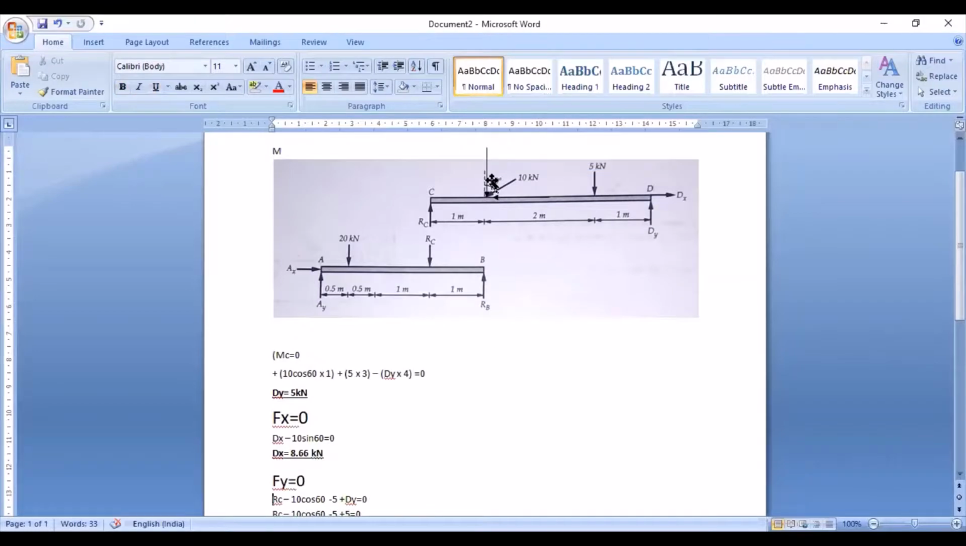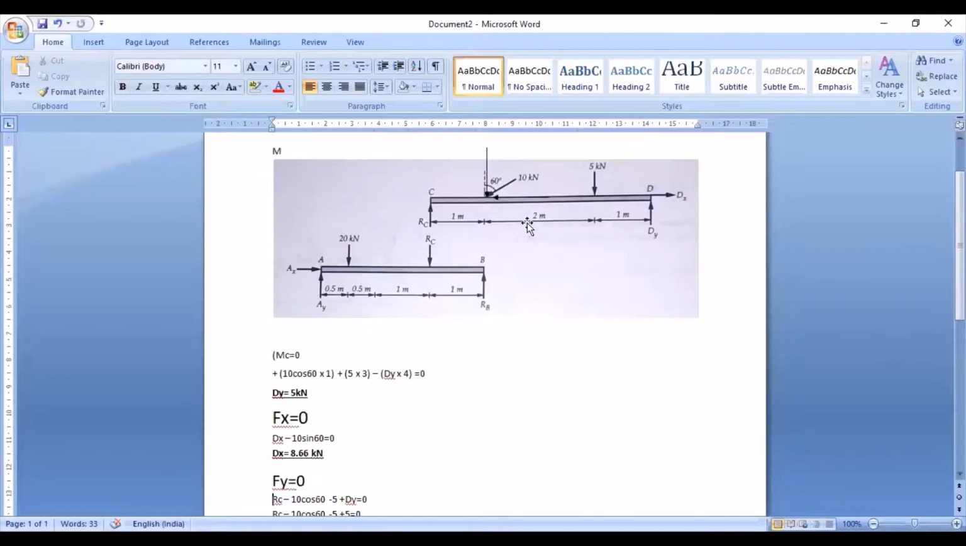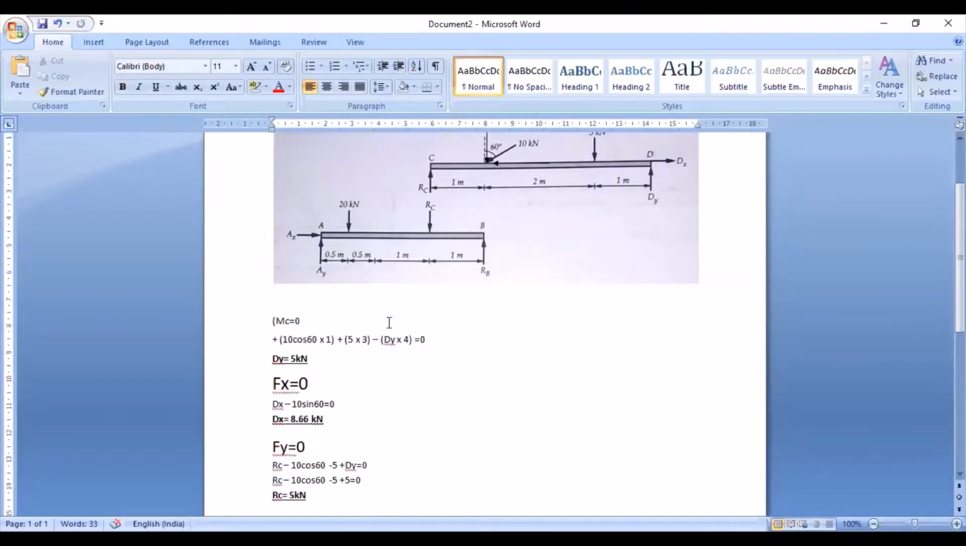Next is the vertical component of 10 kilonewton, which is 10 cos 60, acting downwards, hence it is taken with the negative sign. Next you have one more vertical force, 5 kilonewton, which is acting downwards, so it is taken with the negative sign. And finally the last vertical force, that is Dy, which is acting upwards, hence it is taken with the positive sign. And we have already calculated the value of Dy, which is 5 kilonewton.